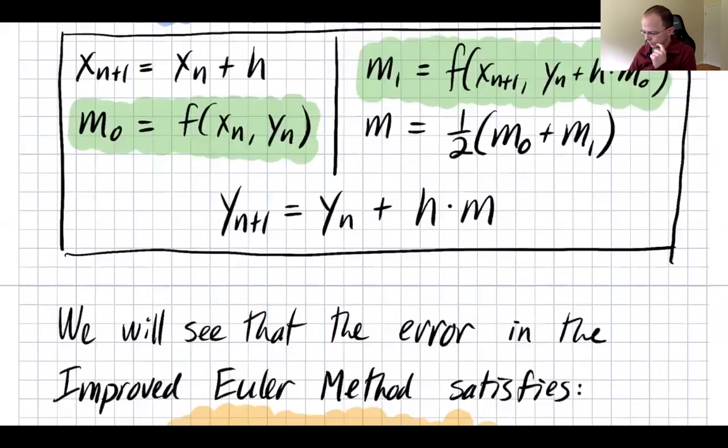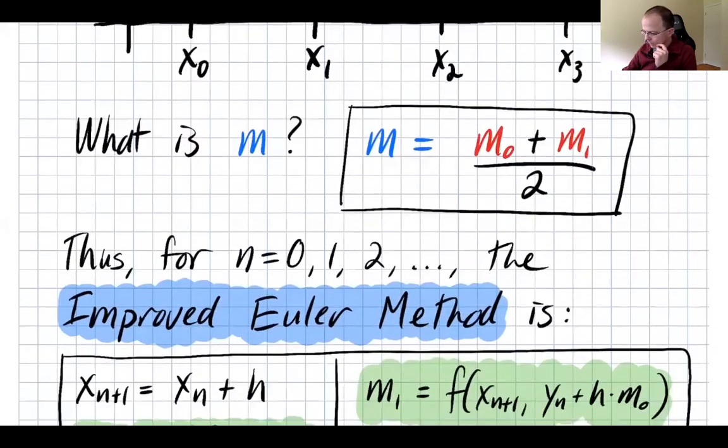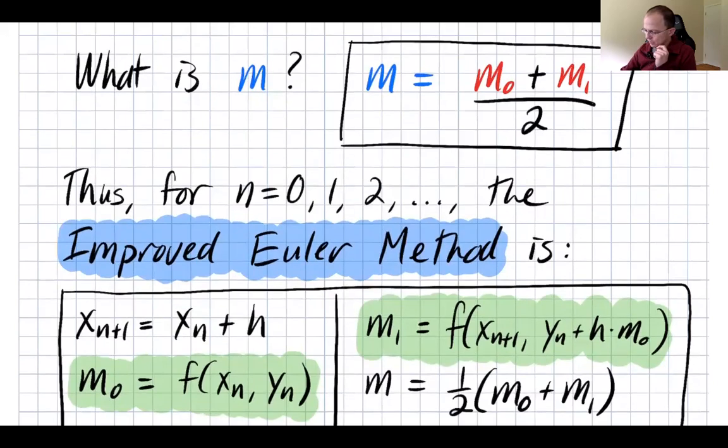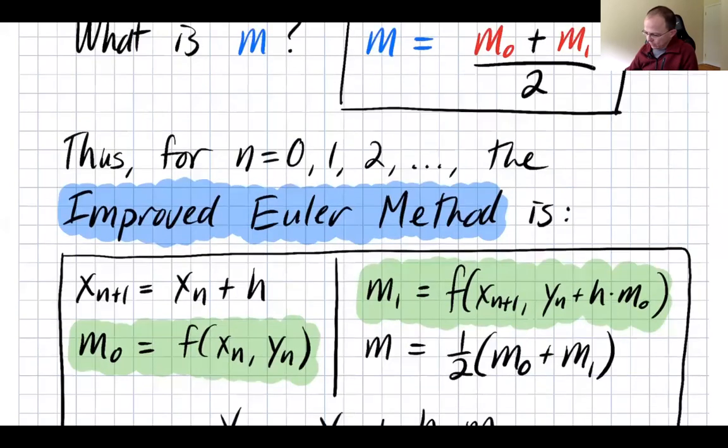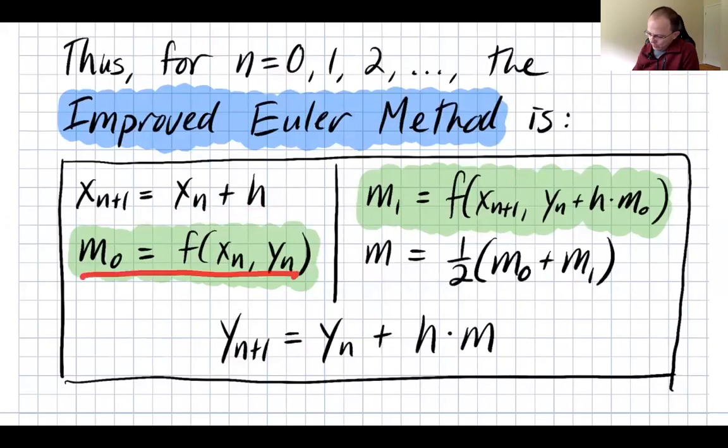So what are the formulas? What is m? m is the average of this m0 and m1. So we just add them, divide by 2, that gives us m. And now we basically have the whole improved Euler method. The improved Euler method starts out the same. So we update our x values like this. We compute the slope at the current point, and that gives us m0.